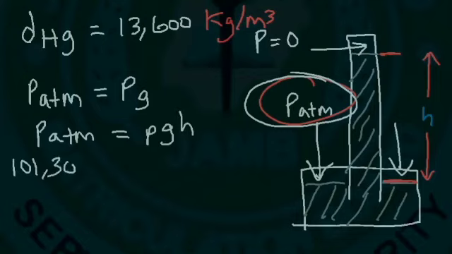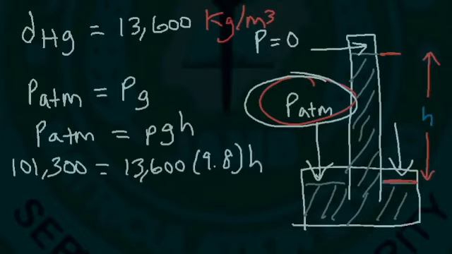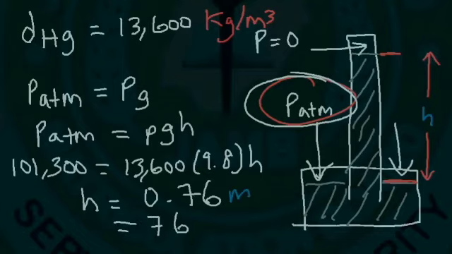Now we know the atmospheric pressure. It's 101,300 pascals. The density of mercury is 13,600. G is 9.8. So we need to solve for the height. So the height of the mercury column is about 0.76 meters, which is approximately 76 centimeters.